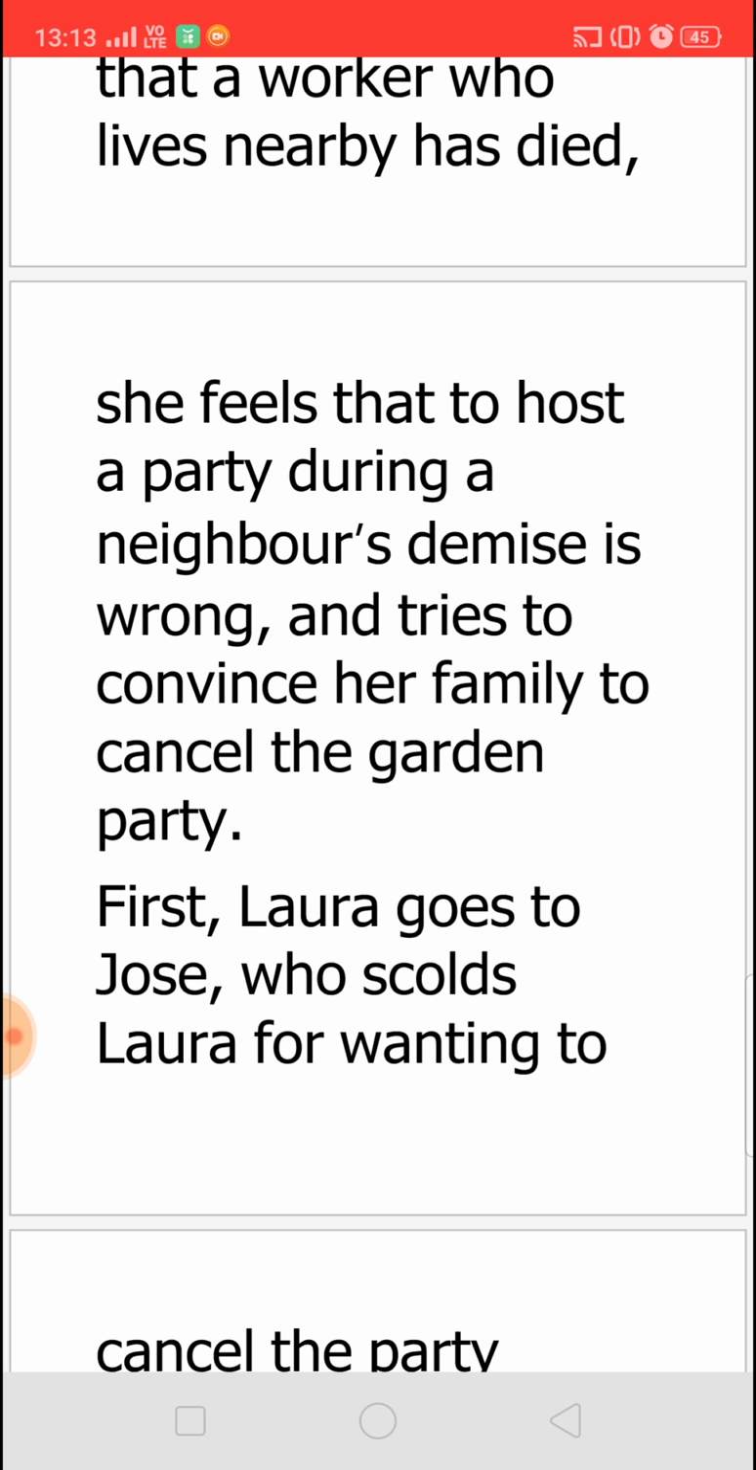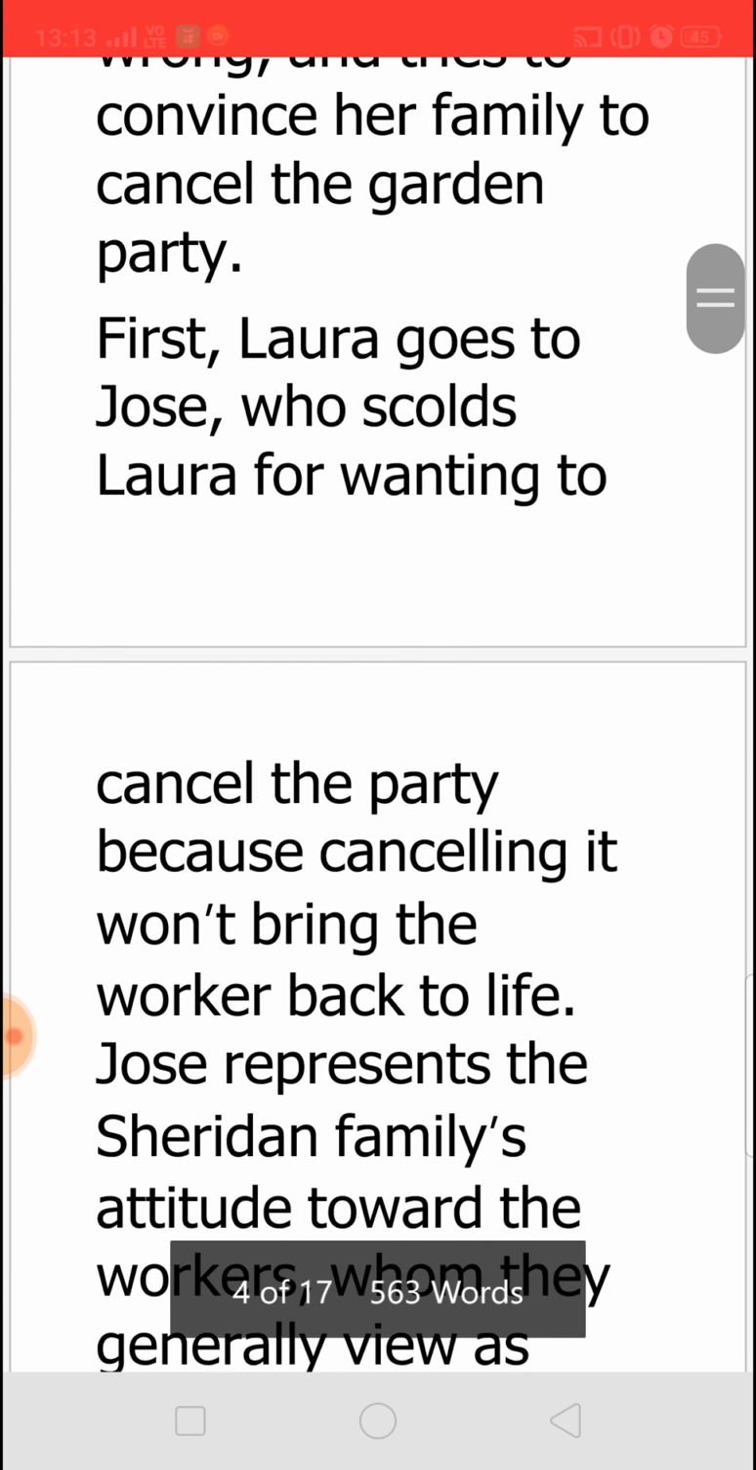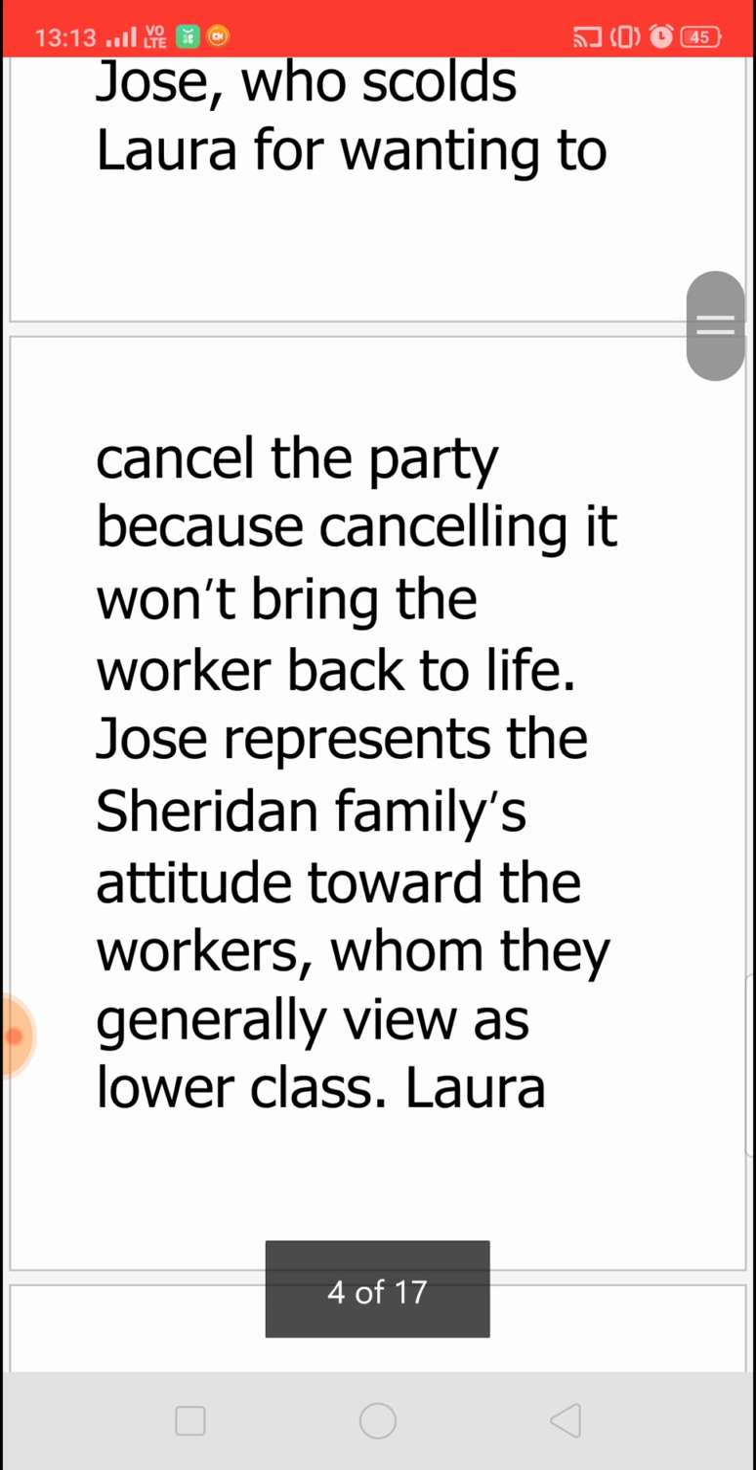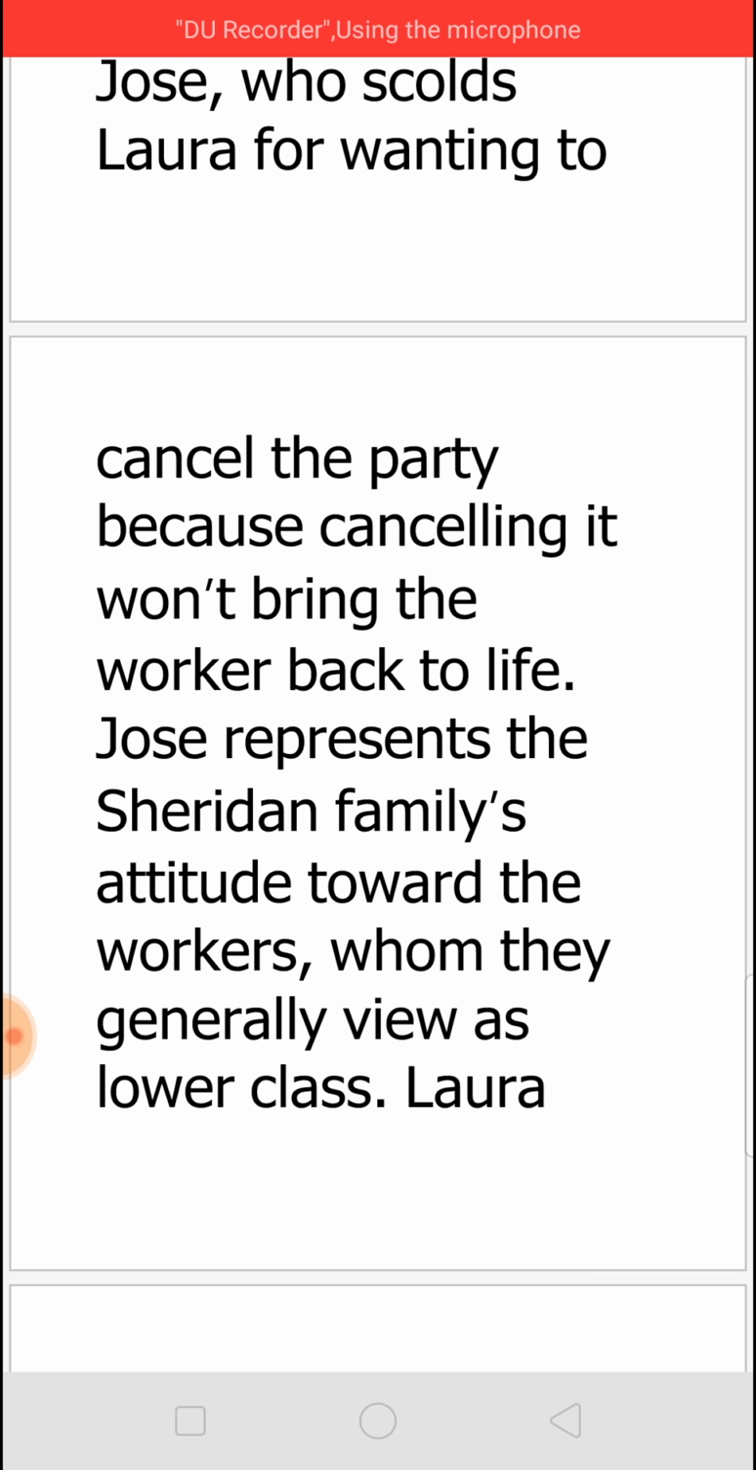So first she goes to her sister Jo and tells her, it won't be nice if we have a party there. Why not cancel it and have it on another day? And for this, Jo shouts at her and says, why should you cancel a party? Because by cancelling the party, that man is not going to come back to life. And it only shows her attitude towards workers.